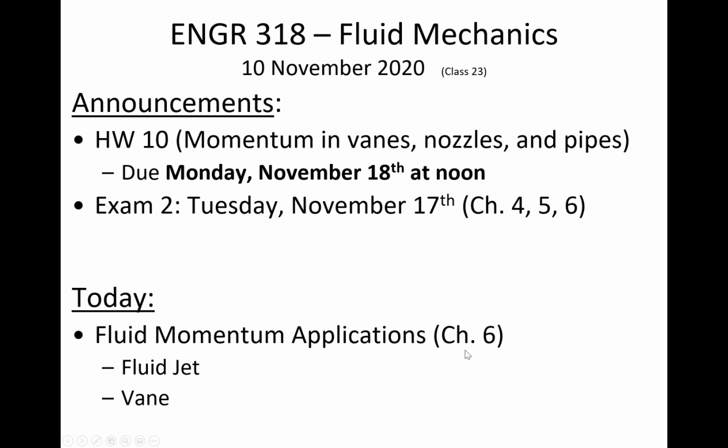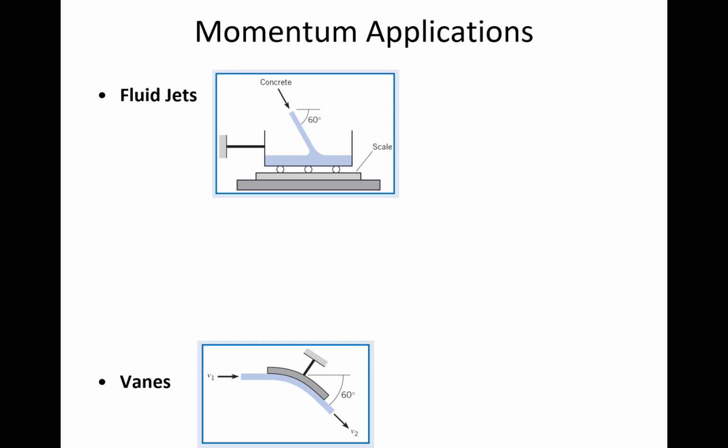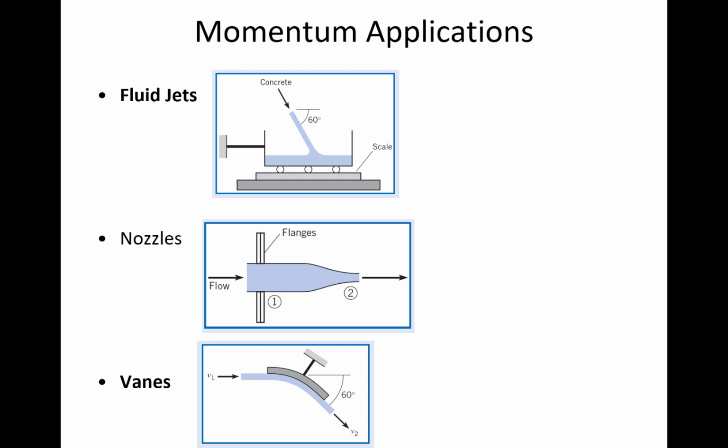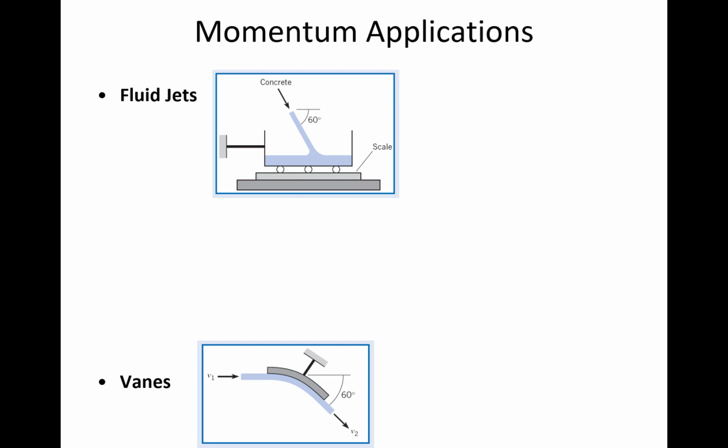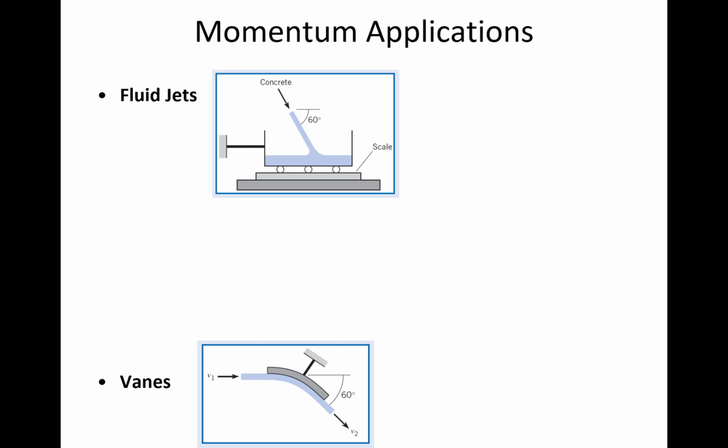So what you'll remember from last time is I said that there are 3 basic categories of momentum problems that we're going to be solving in Chapter 6. And broadly speaking, those problem types are the fluid jet problems, there's vane problems, and then nozzle and pipe problems. Today we're going to be talking about jet and vane problems, and then in Thursday's class we'll talk about nozzle problems and the additional complexity that they introduce. So today we've got 3 examples that are in the jet and vane area.